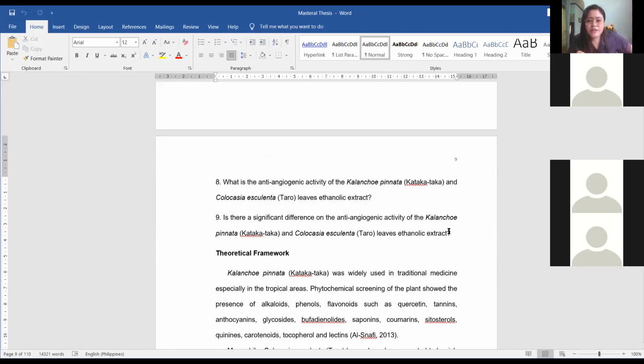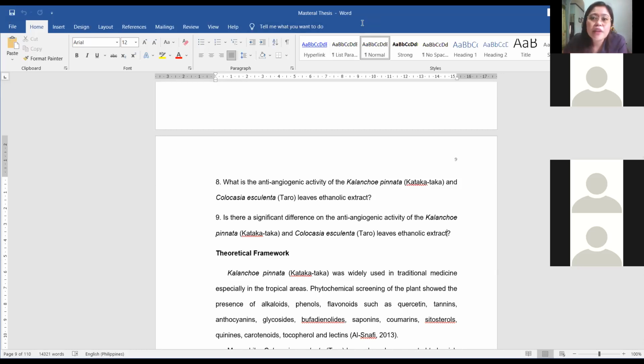The last question, of course, is inferential statistics. Since I have two plants, I want to know if there is a significant difference on the anti-angiogenic activity of my two plants. Okay? So remember, I only have one general objective. It's just one sentence, but after that, it is broken down into at least 9 questions. And those 9 questions, I answered them all in my results section through the methodologies that I used.